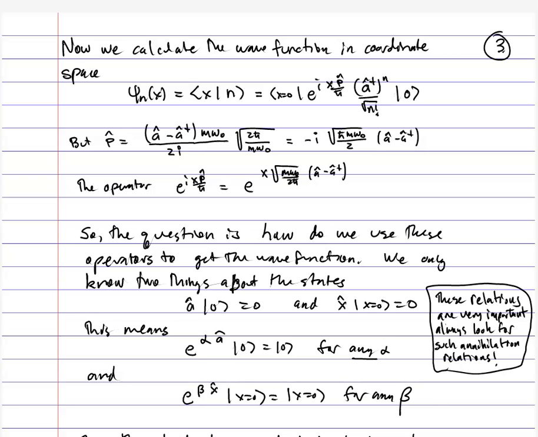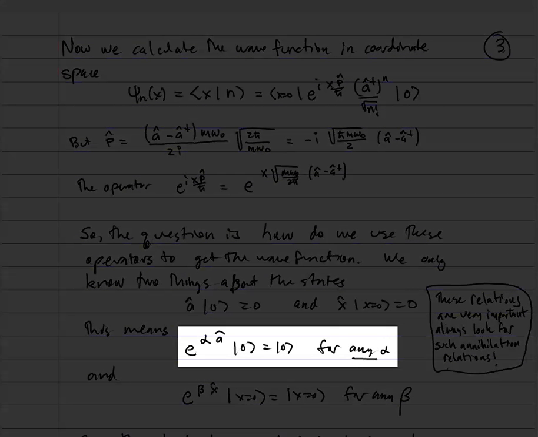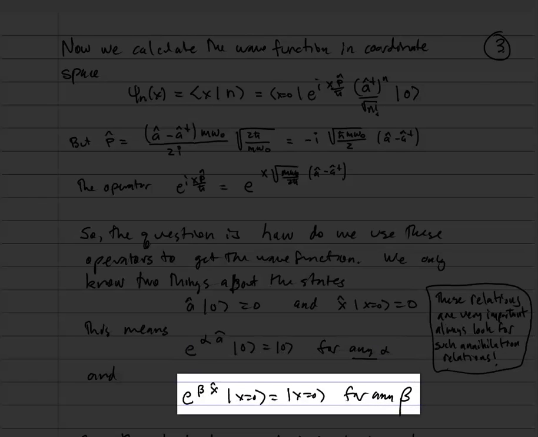But let me just show you a couple of quick things. In particular, if A acting on the ground state 0 is equal to 0, then e to the alpha a, where alpha is a number, acting on the state 0 is just equal to the state 0, because I can write that as a power series expansion, and only the one term survives. All of the A operator terms just annihilate against the state. Similarly, e to the beta x operator acting on the state x equals 0 is just equal to the state x equals 0. And this is for any numbers, real or complex, alpha and beta.